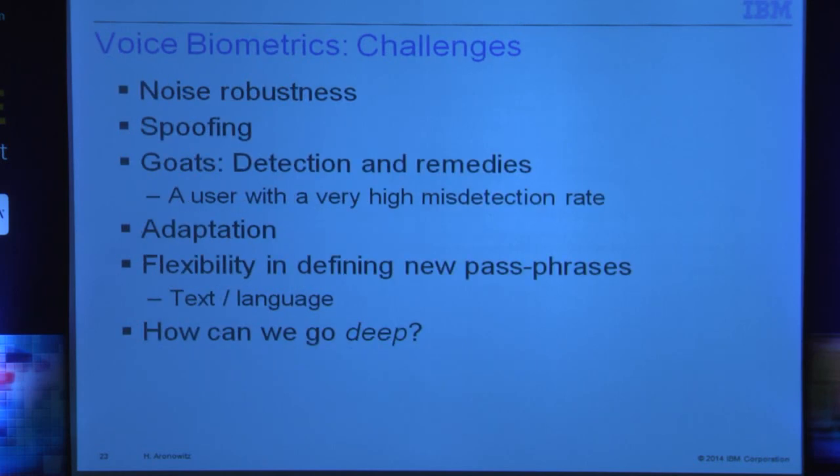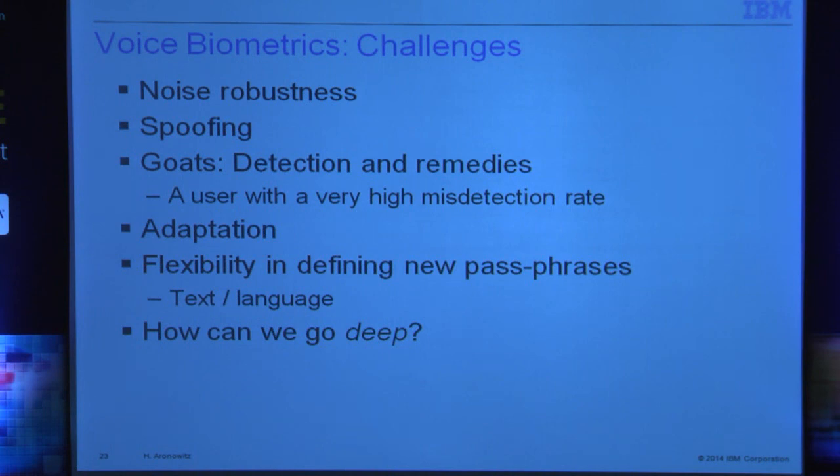Okay, so my last slide is where I want to review some challenges that we are working on. The first one is noise robustness. I talked about it. Spoofing also. Goat detection is very important if we're talking about a real product. And goats in biometrics means a user with a very high misdetection rate. It's well known that for each biometric, there is a certain percentage of the population that the biometric will not work very well on. So it's important to detect it as soon as possible and to mitigate it, and we have a paper on that.